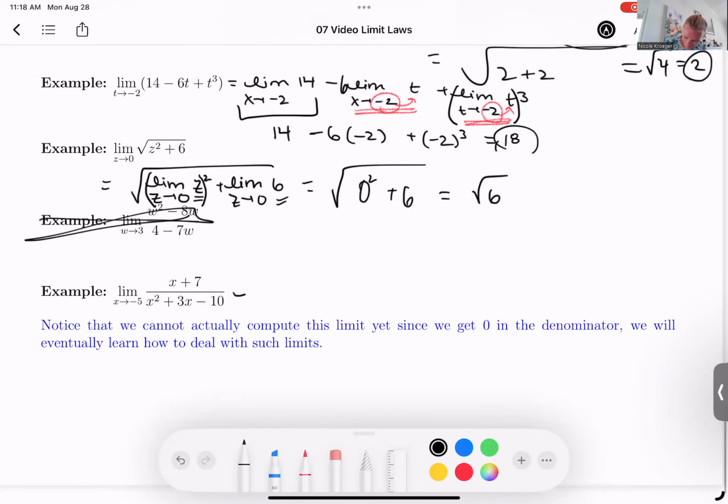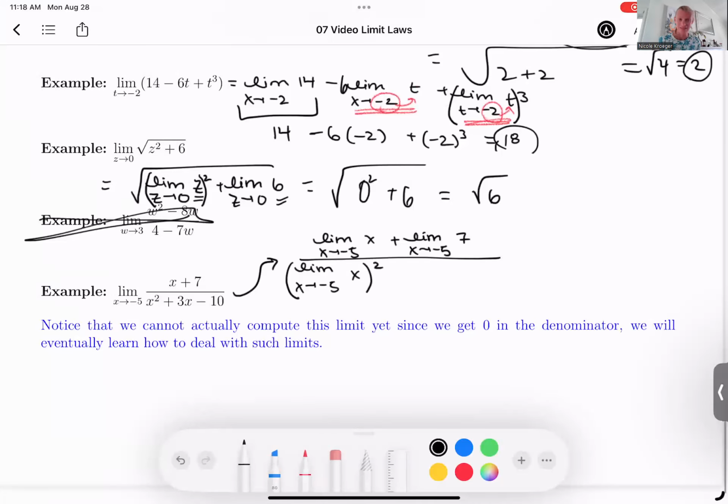So let's try this one before we read what that note says. So we can divide this apart with the division and then break each of those pieces apart. So I'm going to have the limit as x approaches -5 of x plus the limit as x approaches -5 of 7. In the denominator, I have a limit as x approaches -5 of x squared. And we remember we can rewrite that as a limit squared using property 8. I can pull that 3 out because it's a constant, and a limit as x approaches -5 of x minus a limit as x approaches -5 of 10.